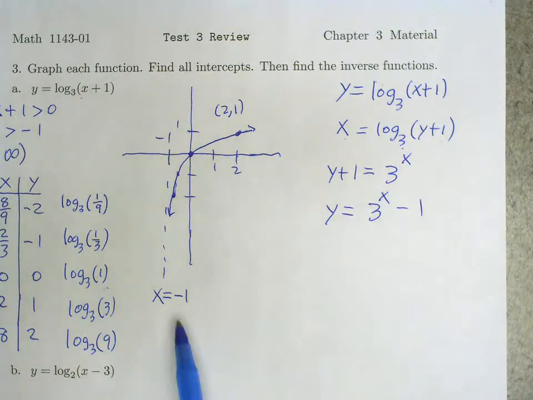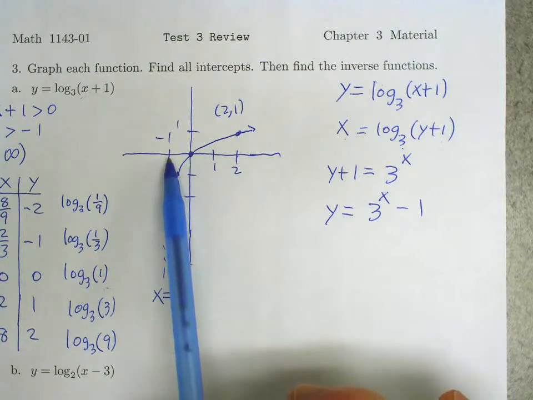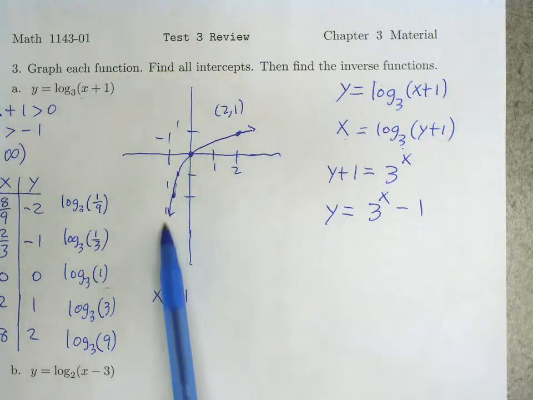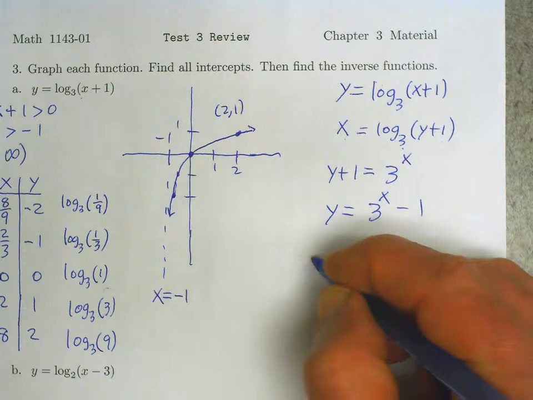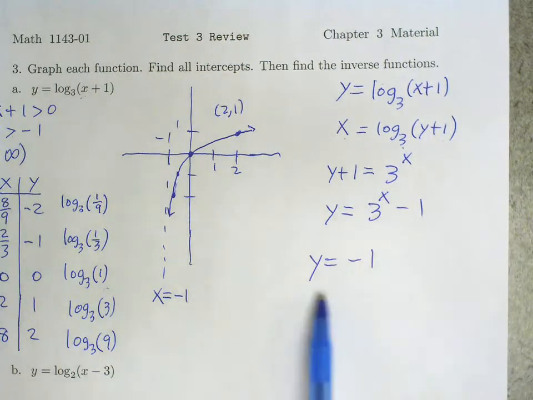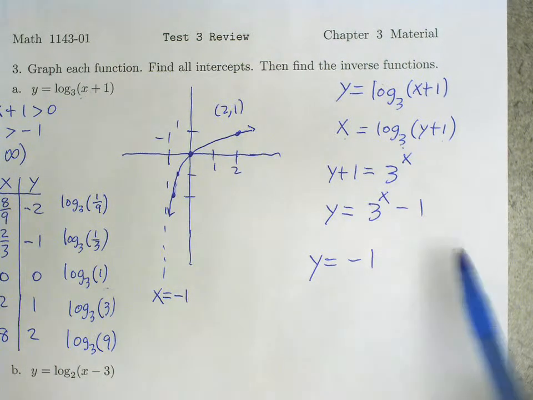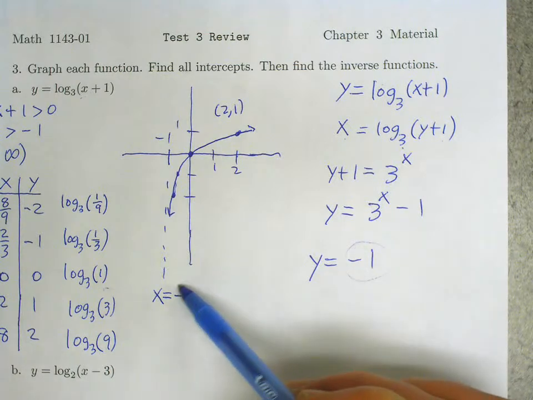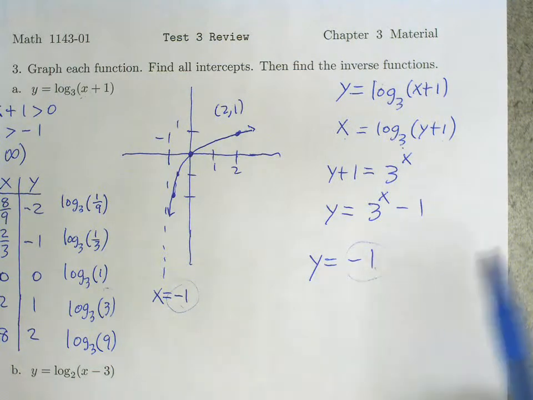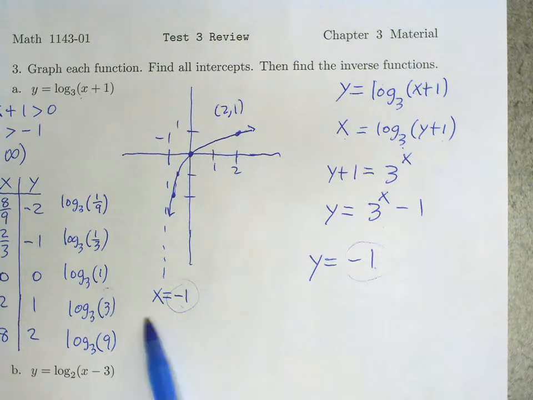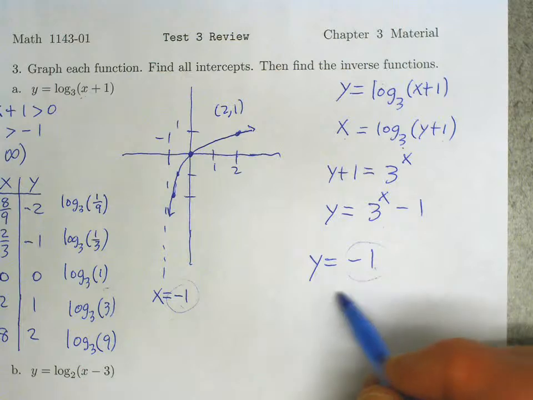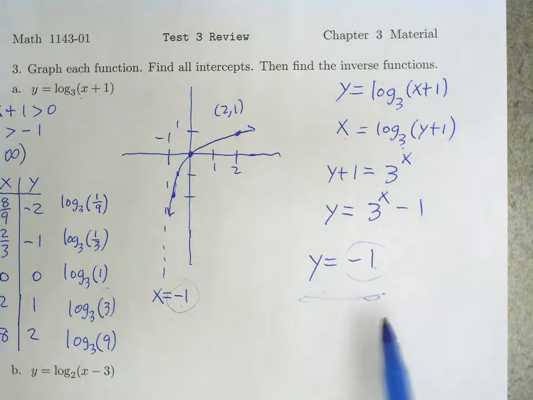So just one thing to observe: x equals -1 below the x-axis is a vertical asymptote for the logarithmic function, and its inverse has a horizontal asymptote at y equals -1. So it's not a coincidence that those numbers are the same. When we find the inverse of a function, we interchange x and y. So that's why this is a horizontal asymptote for the exponential function y equals 3 to the x minus 1.